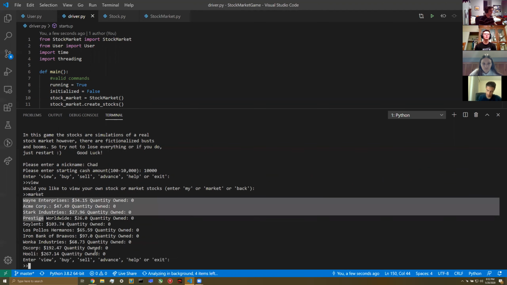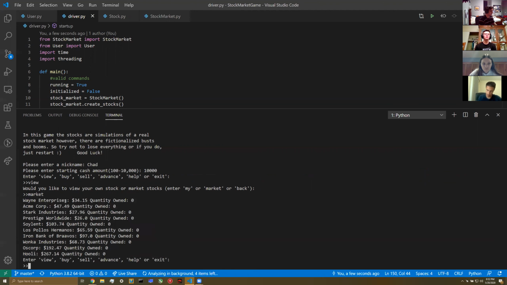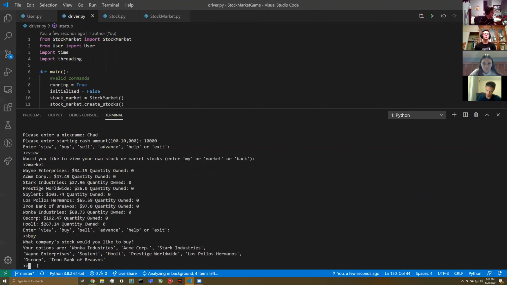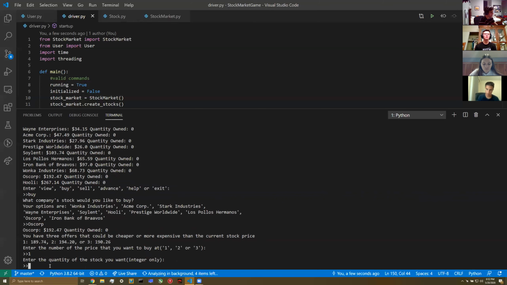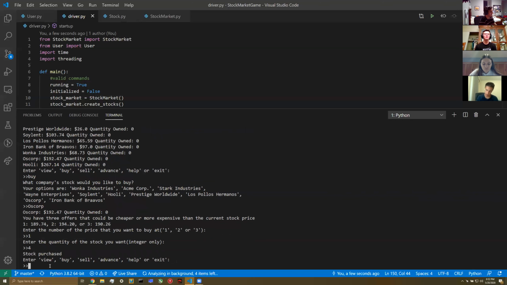And we have a few companies that have different price ranges for their stocks. So we'll buy some Oscorp stock, and we have this kind of offer system that gives you a random chance of getting a little bit lower, a little bit higher than the stock price. So we'll choose one which is cheapest. We'll buy 4 of them, and then if we're done selling stock for the day, we can advance.